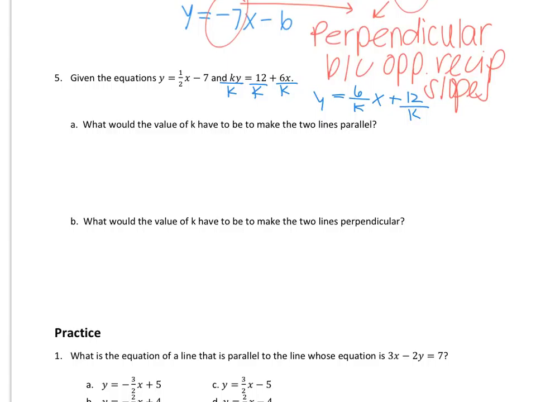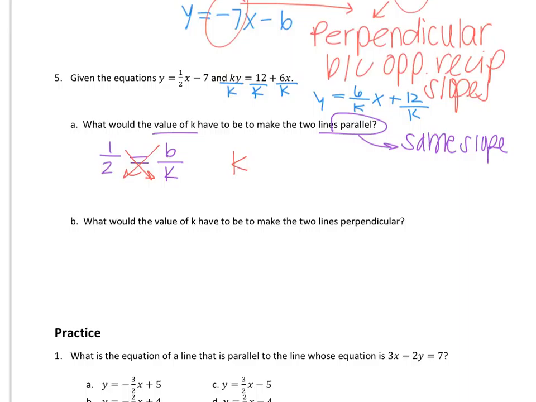So it says in part A, what is the value of k to make the 2 lines parallel? Go ahead and write yourself a note about parallel lines. Parallel lines have same slope. So I'm going to take the slope in the first equation, take the slope in the second equation, and then because they're parallel, which means same slope, I'm going to set them equal. From here, we just simply cross multiply to solve this proportion. So I have k equals 12.